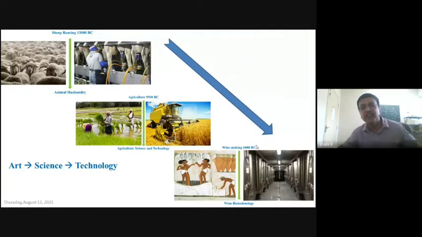We have been traditionally doing this fermentation to make wine. Still, in some places, this traditional method of making wine is in practice because they don't want to tamper with the existing integrity involved in the wine making process. But like I said, it is a beginning point of what we call modern day bioprocess engineering.